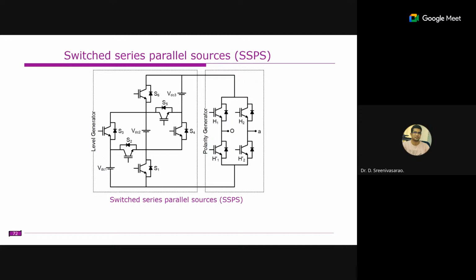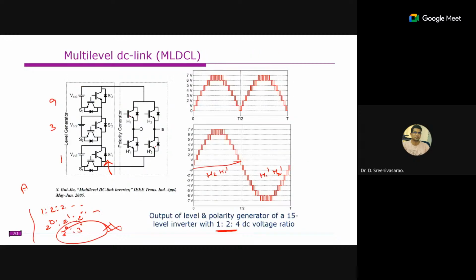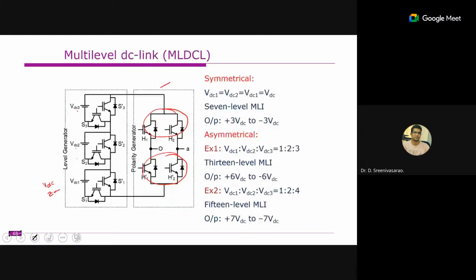This is another thing we'll quickly discuss. This is the same thing, known as the series-switched series parallel sources. Everything is the same. The only thing is that the level generated is slightly different. You can see if you want this operation, you can get the 3 voltage. Here, if you require the full voltage, this is the benefit you got.